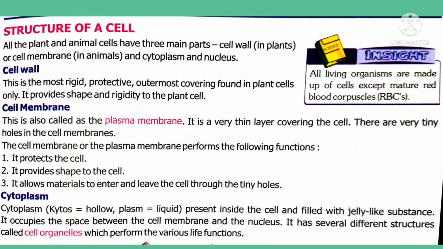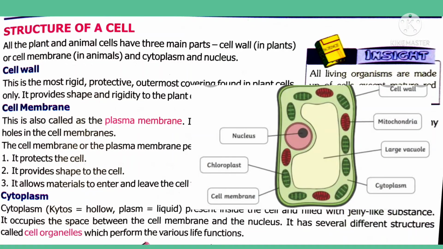Plant and animal cells have three main parts, that is cell wall for plant and cell membrane for animal, besides this cytoplasm and nucleus. These are the three major parts of the cell. Now let us discuss the outer part of the plant cell, that is called cell wall. This cell wall is made up of cellulose. It provides shape and rigidity to the plant cell. Plant cell is covered with a rigid protective outermost covering that is called cell wall.